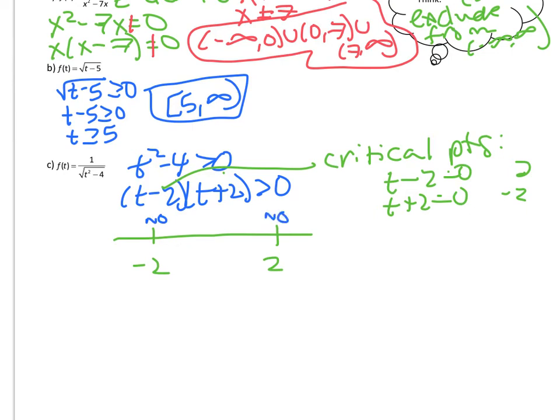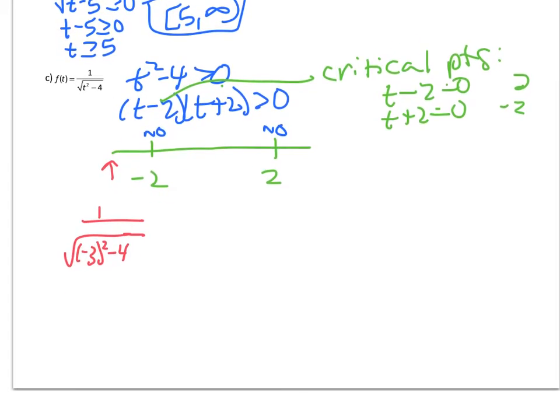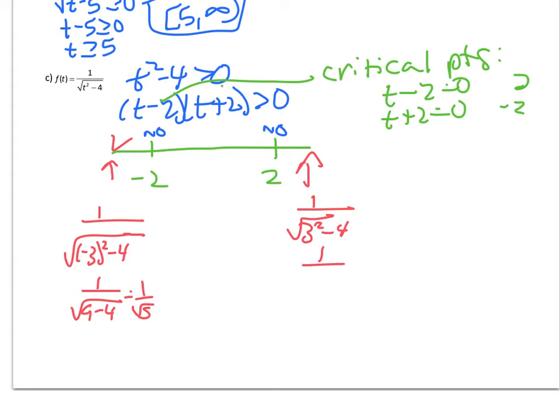So I'm going to check in here, for example, I'm going to check negative 3. So if I plug in negative 3 into my function, all we're looking for is that we're going to get a positive number underneath my square root. So when I do that, let me move this up a little more. When I do that, I get 1 over square root of 9 minus 4, 1 over square root of 5. So this part's okay. And it kind of makes sense if I do the one on the right and do 3, I'm also going to get 1 over square root of 5. So this side will be okay.